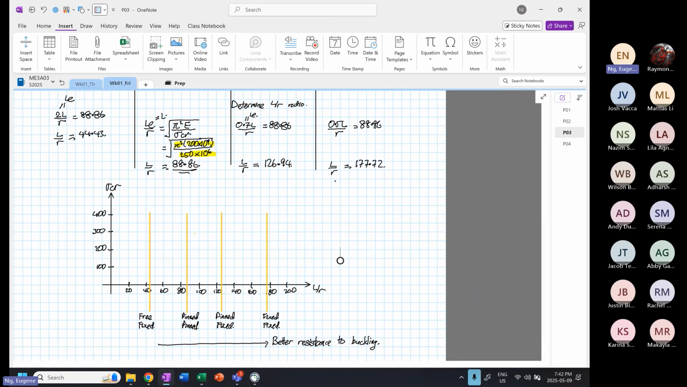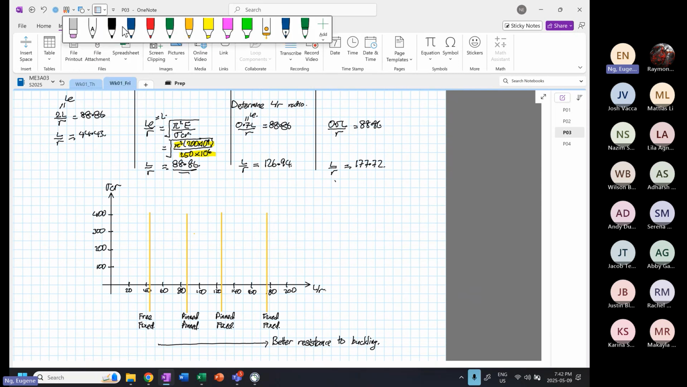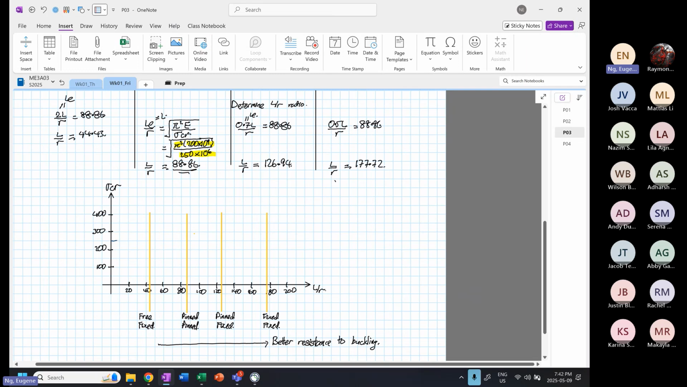Okay. So now let's look at what will happen when both ends are pinned. I'm going to draw using blue. When both ends are pinned, you will consider the critical load to be constant over here. And then once it hits 88.86, this is our 88.86 line, all of a sudden the critical load after 88.86 will start to decrease. Again, this is a sketch.